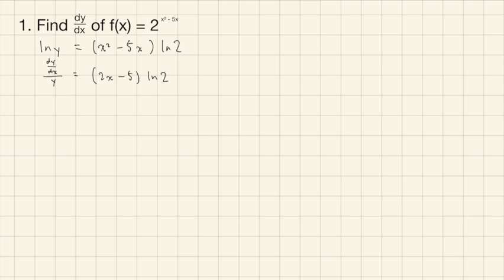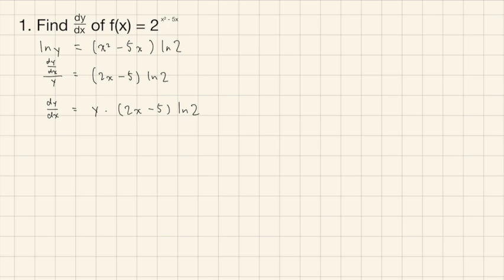We want to know the value of dy dx, so we will have to multiply both sides by y to isolate dy dx. This gets us y times (2x minus 5) ln 2. Many students drop their final mark here because this is not the final answer. Because we want the answer to be in terms of x and constants.